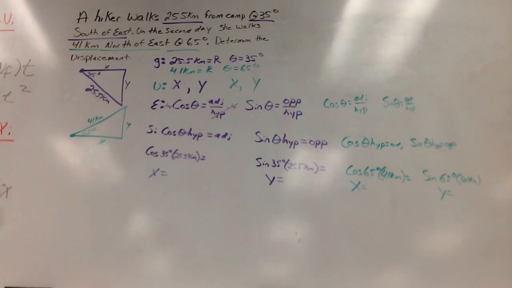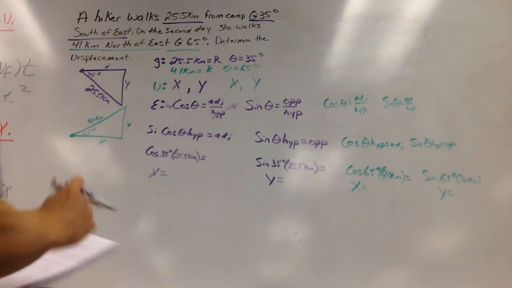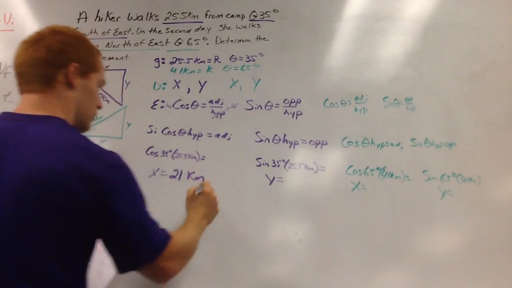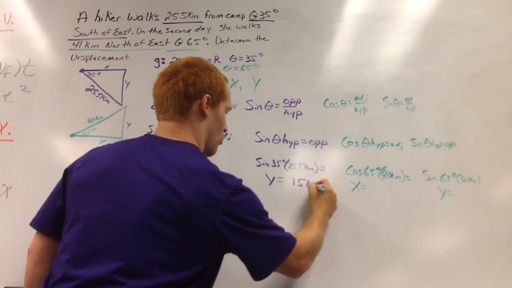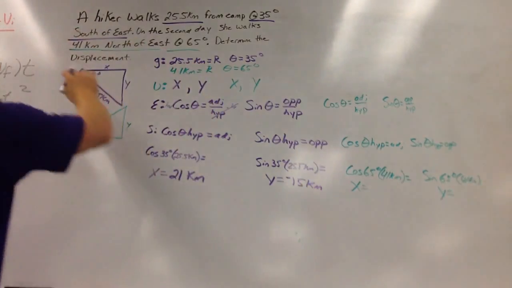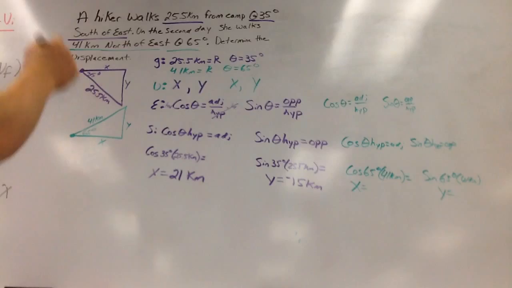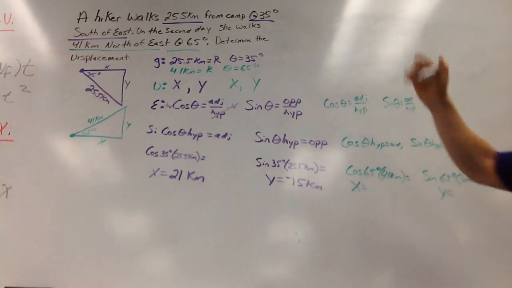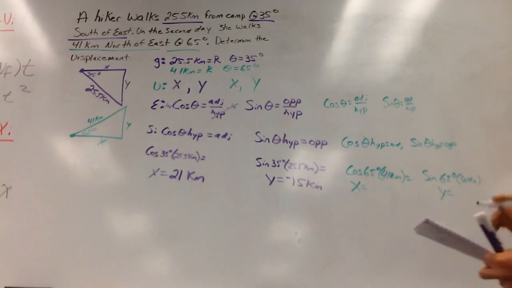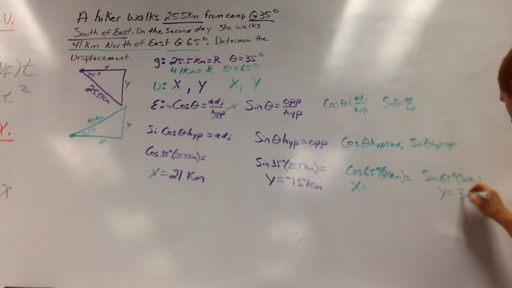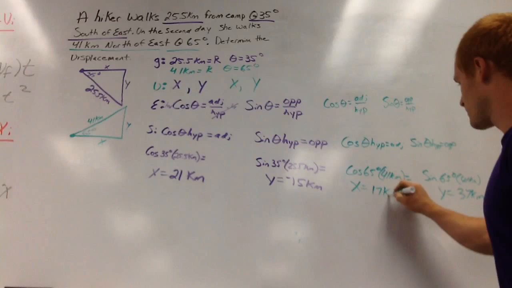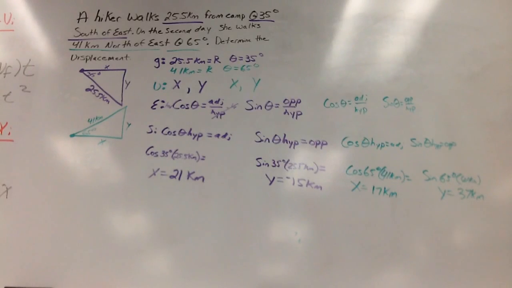For our first triangle, we are going to have 21 kilometers as our x value, 15 kilometers for our y value, although it's going to be negative, because if you notice, the x is going in the east direction, y is going south, so it will be negative. Triangle 2, it's going east and it's going north, so they're both going to be positive. It'll be 37 kilometers for the y, and x is going to be 17 kilometers. So step 2 is now done. We found the x's and the y's.